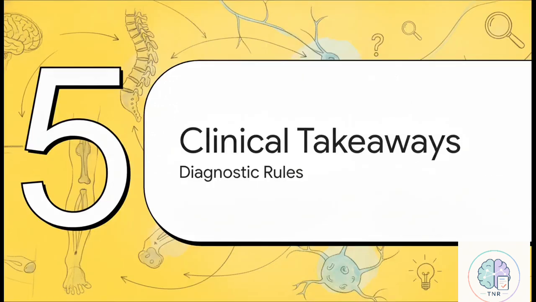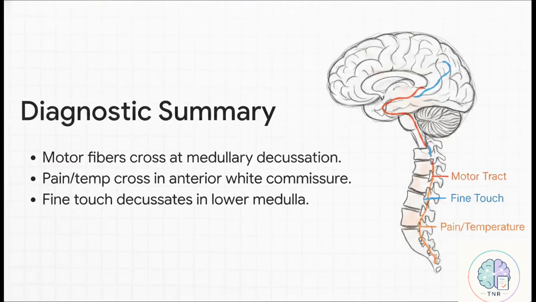All right, section 5. How do we actually use all of this? Let's distill it into our core clinical takeaways. So, what's the bottom line? Here is the absolute summary of spinal cord localization. Remember the crossing points. If a patient has muscle weakness, look at the motor pathways.